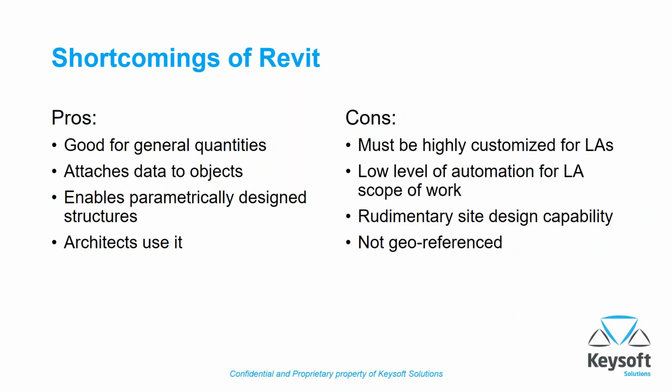Another thing we hear is regarding the geo-referenced nature of a lot of our projects. We get surveys from surveyors or civil engineers, and those are usually drawn on real-world coordinates. Revit doesn't handle that well, so certain scale of projects, such as master plan communities or large corporate campus projects, might not be well suited for Revit either.